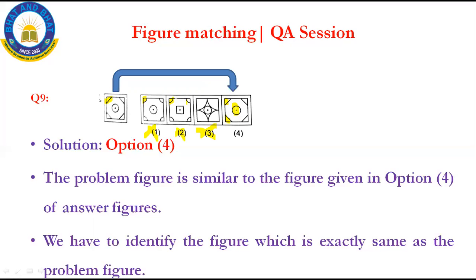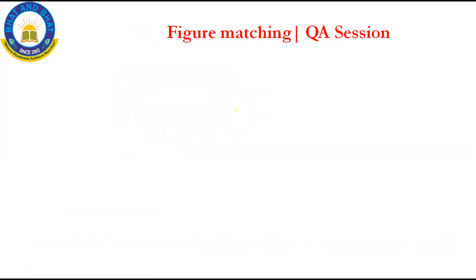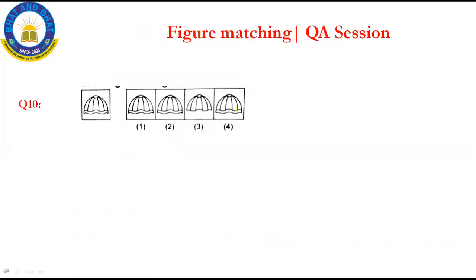So option 4, the problem figure is similar to the figure given in option 4 of the figures. We have to identify the figure which is exactly the same as the problem figure. Now look here, the problem figure and the option figure are the same. So option 4 is the correct answer.